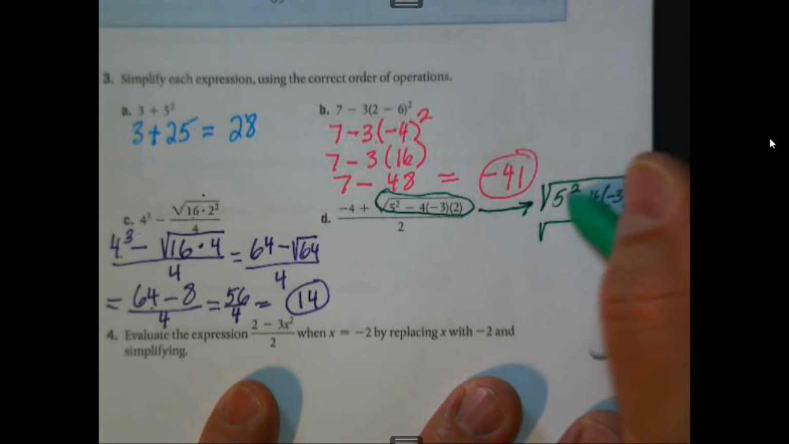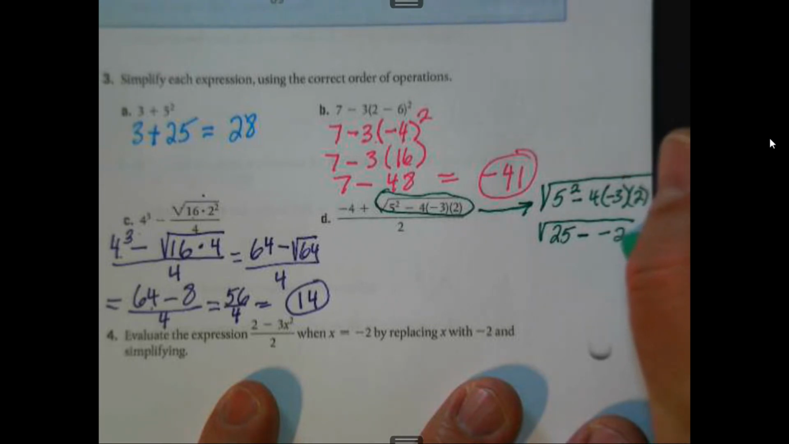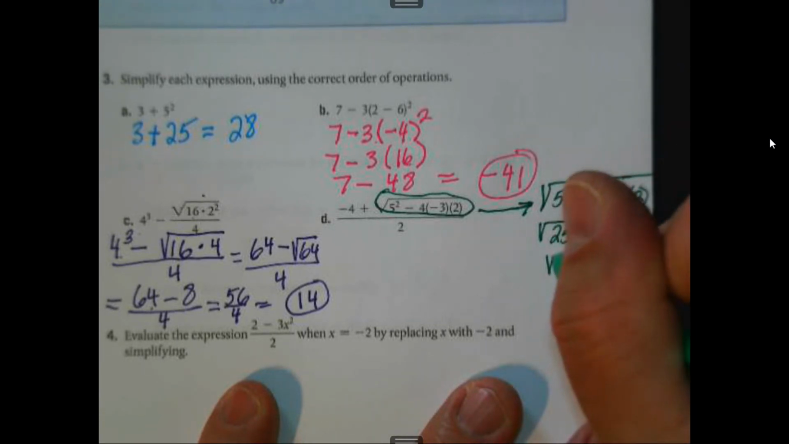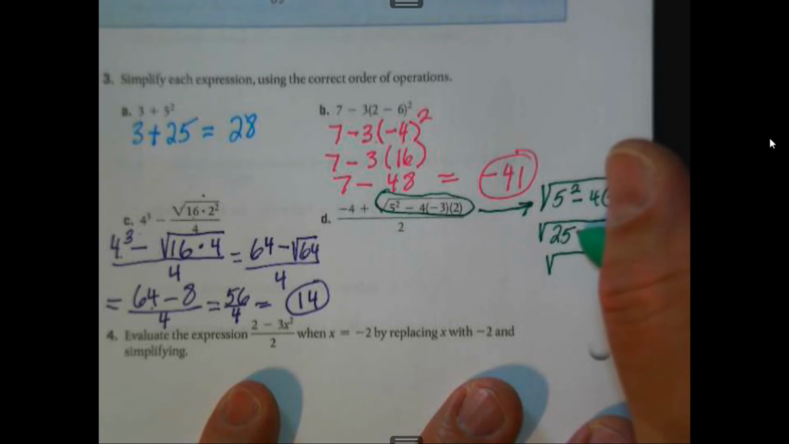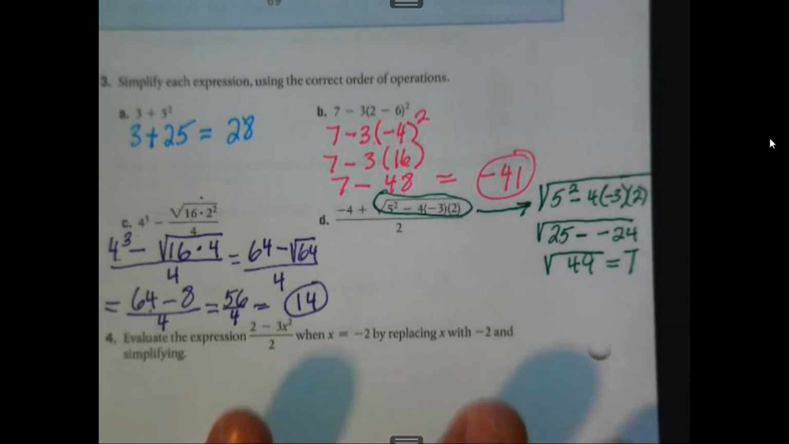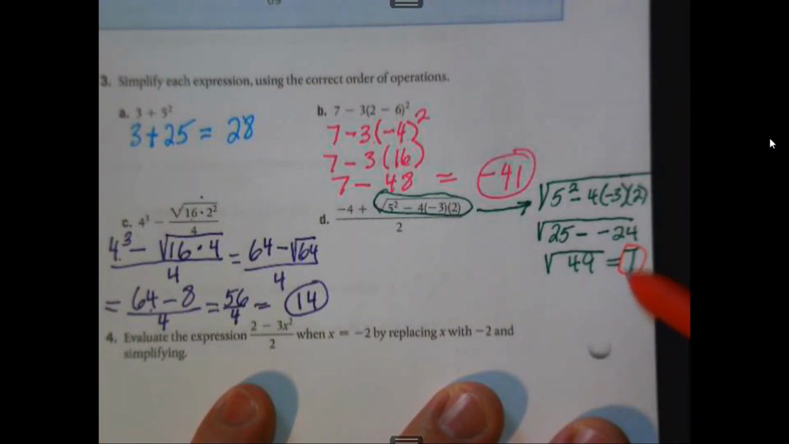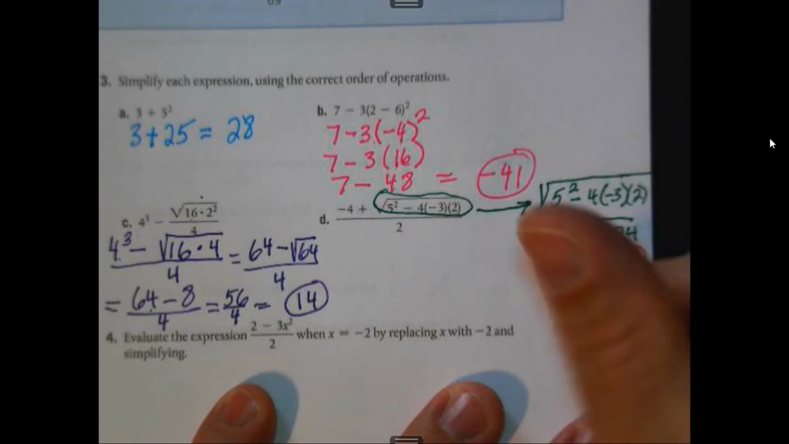Do exponents first, 25, and then multiplication. So minus 4 times negative 3 is negative 12, times 2 is negative 24. So I have the square root of minus and minus is plus 49, and the square root of 49 is 7. I'm going to take that 7. That's what this whole square root is equal to.